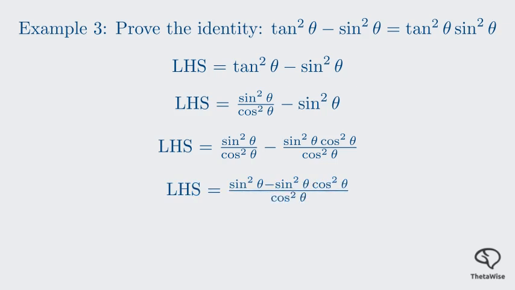Take a look at the numerator. Do you see anything we can factor out? Yes, both terms have sin squared theta. Factoring out sine squared theta leaves us with 1 minus cosine squared theta inside the parentheses. Does the term 1 minus cos squared theta look familiar? It should. It's one of our rearranged Pythagorean identities.